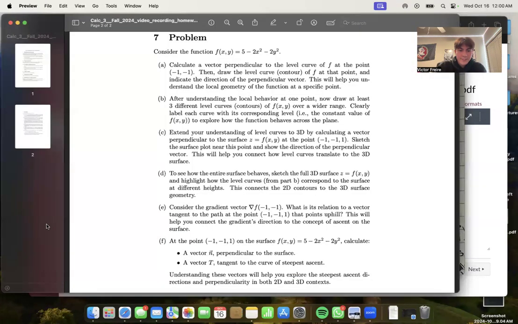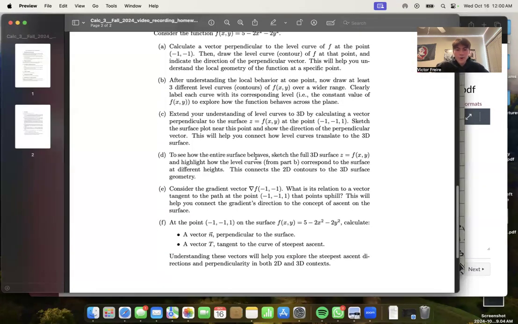Now let's do part C. So part C says, extend your understanding of level curves to 3D by calculating a vector perpendicular to the surface, z equals f of xy, at the point -1, -1, 1. Sketch the surface plot near this point and show the direction of the perpendicular vector. This will help you connect how level curves translate to a 3D surface. Okay, so now let's see what I did here.